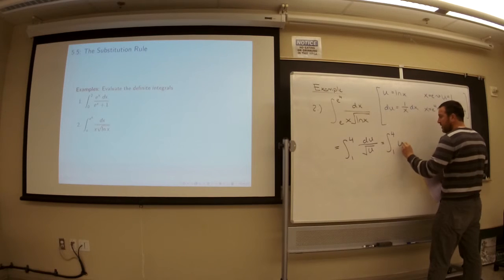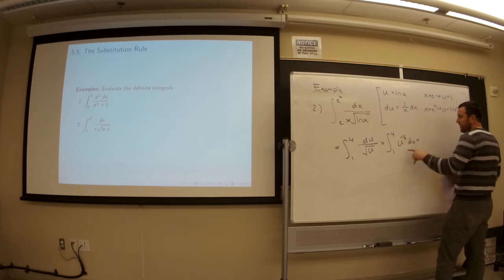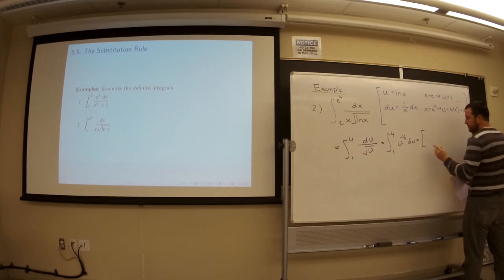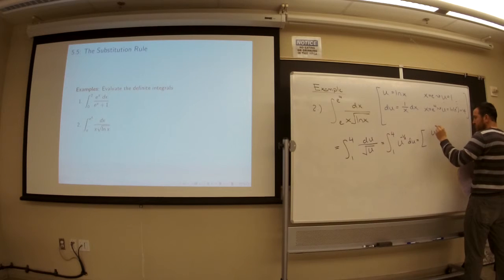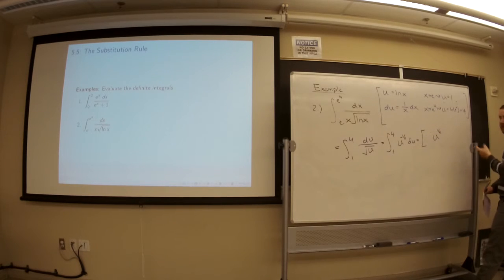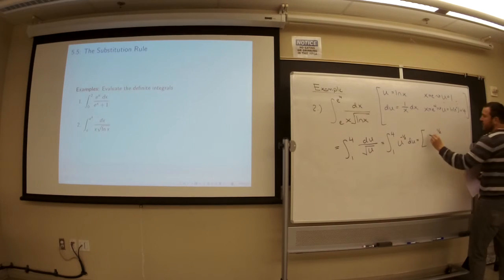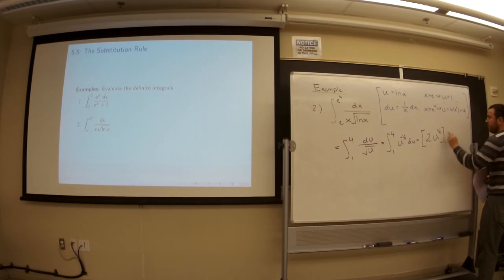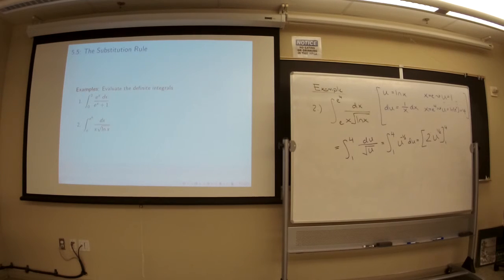So it'll be u to the negative 1/2 du. So just the power rule, increase the power by 1 is positive 1/2. I don't need a denominator in the end, so u to the positive 1/2, and then multiply by the reciprocal, so multiply by 2. So it'll be 2 u to the 1/2, or 2 square root of u, evaluated from now the u values 1 to 4.